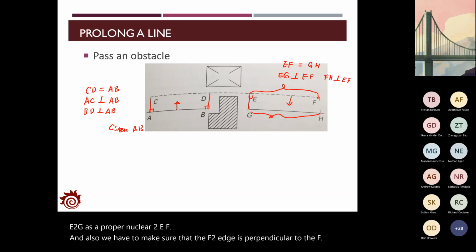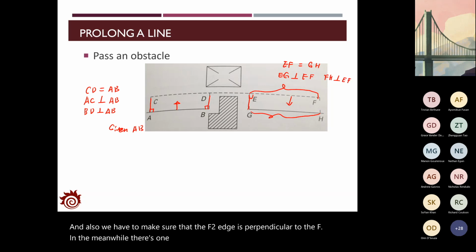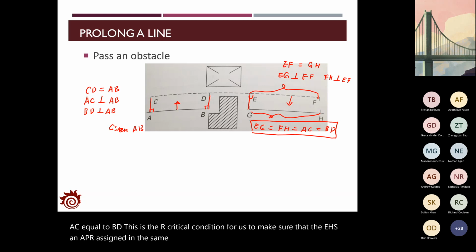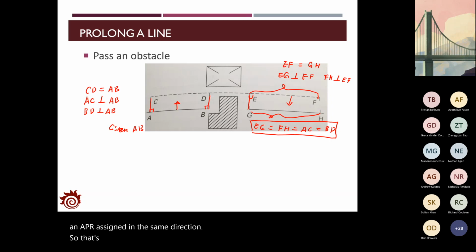In the meanwhile, there's one critical condition. We need to make sure that EG equals FH equals AC equals BD. This is the critical condition for us to make sure that EH and AB are aligned in the same direction. So that's one method for us to extend the line through the building.